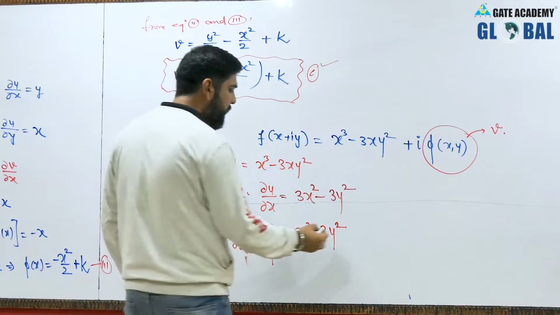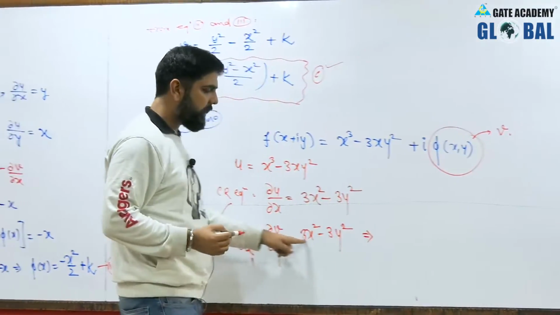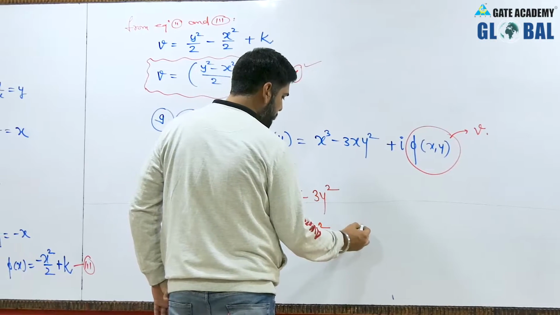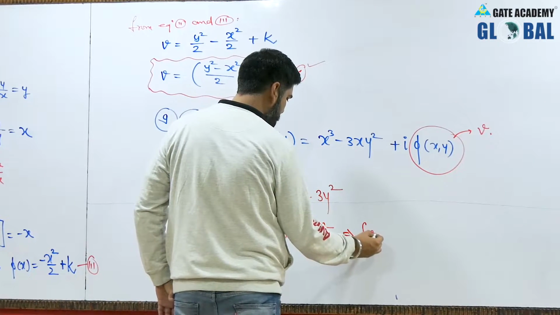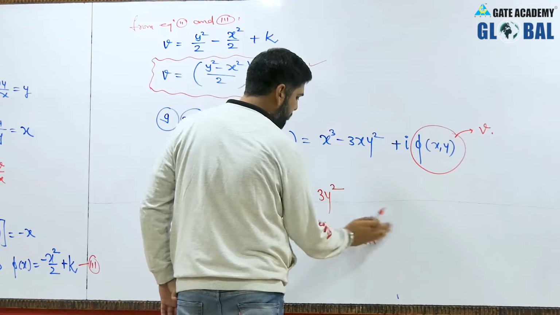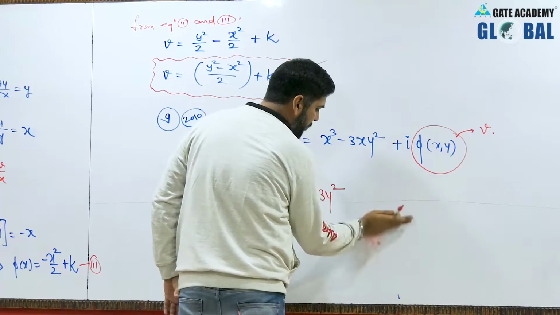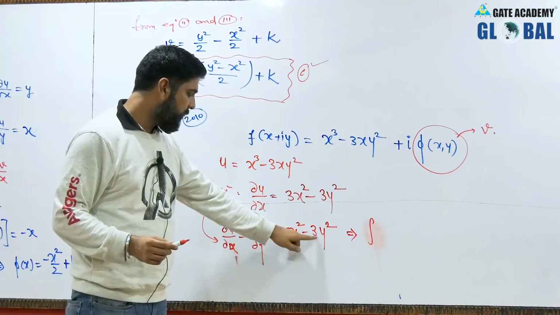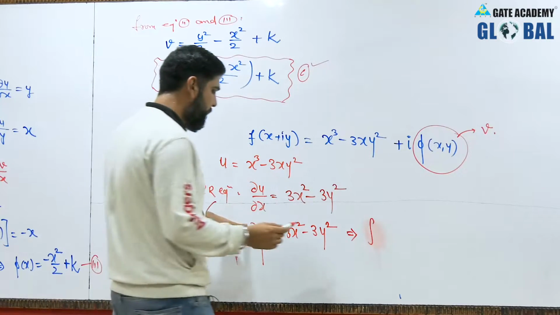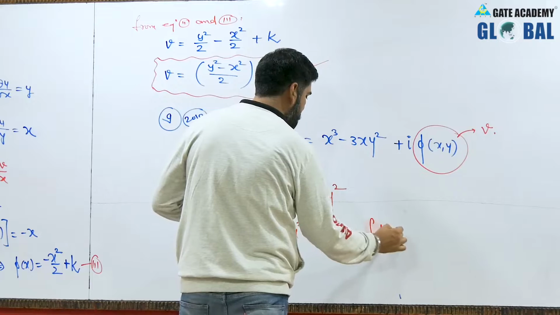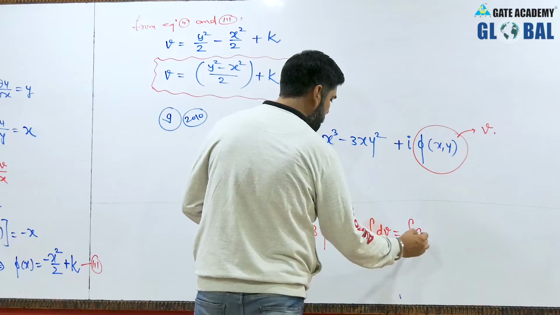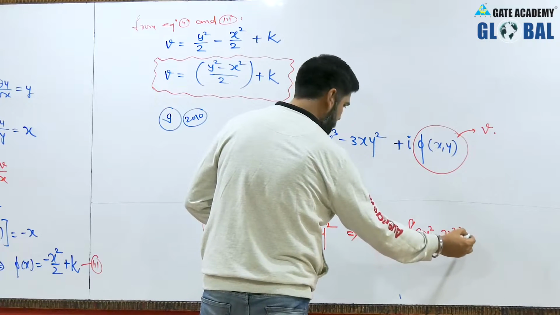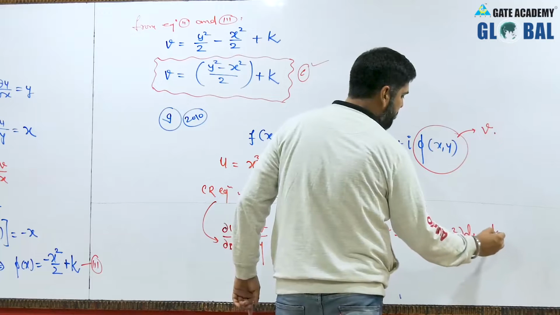Here x is not a constant, so we can integrate it directly with respect to y. I write dv again. Please see why I am not applying the constant as a function: here you can have x and y both, so I am integrating directly. So dv is equal to the integration of 3x square minus 3y square with respect to y, plus k.